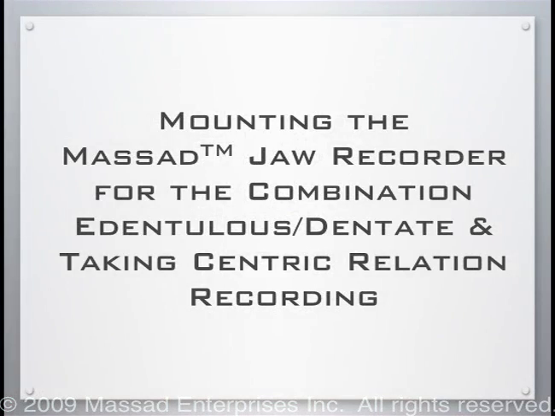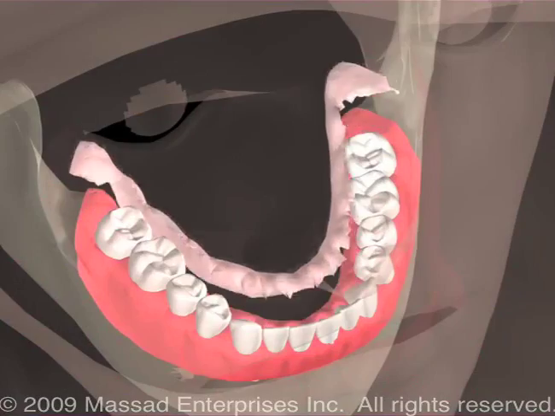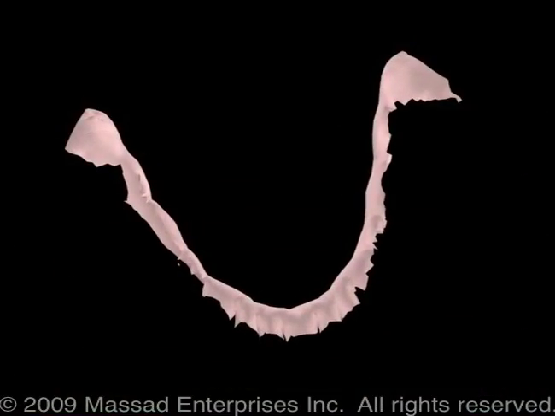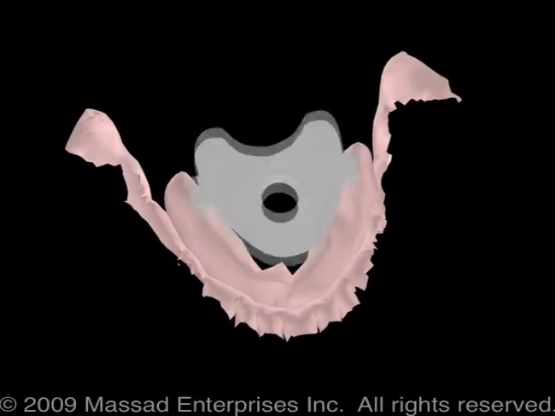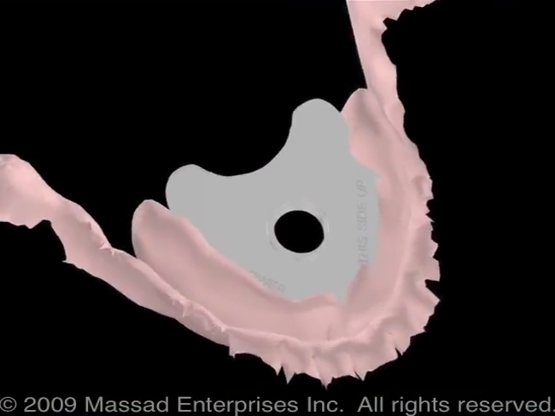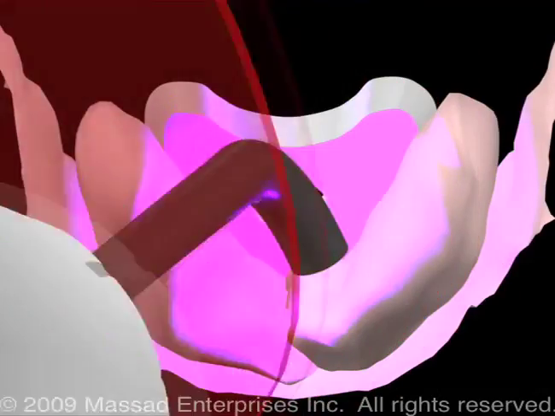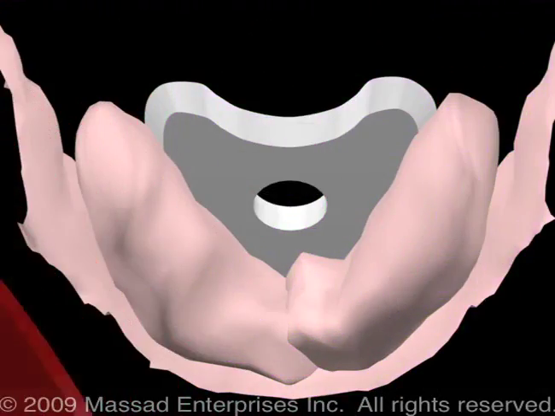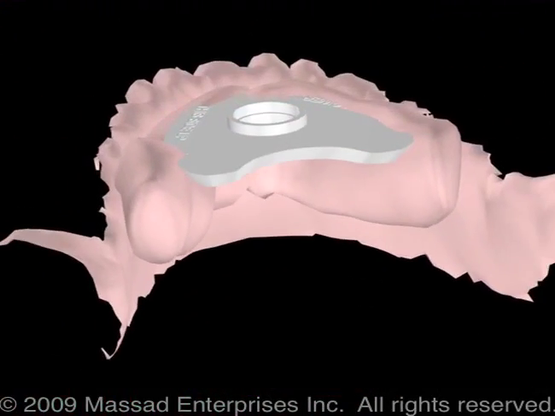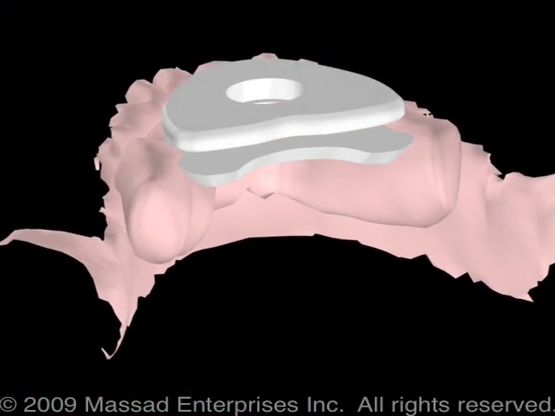Mounting the jaw recorders for the combination edentulous dentate and taking centric relation recordings. In this case, you will see a dentate mandibular arch. We have fabricated a light cured resin base to allow placement of the pen receiver. Place resin to adhere the lower pen receiver and cure into place. Now snap on the spacer.